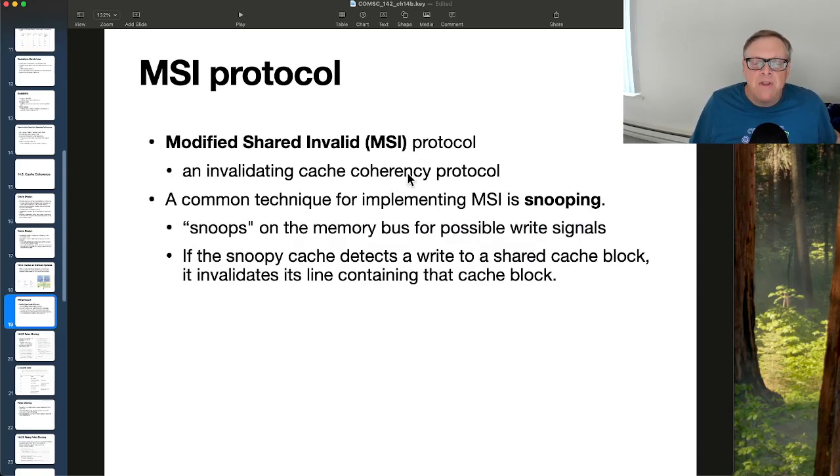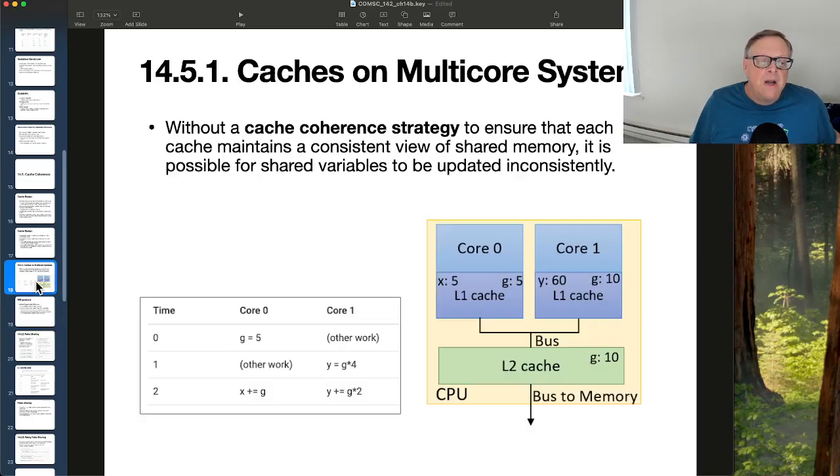So you solve this with the modified shared invalid protocol, and the technique for this is snooping. This core will sniff on the write operations going on here, and if this one is writing to g, it will notice that and mark its cache invalid, saying, well, somebody else has been writing in here.